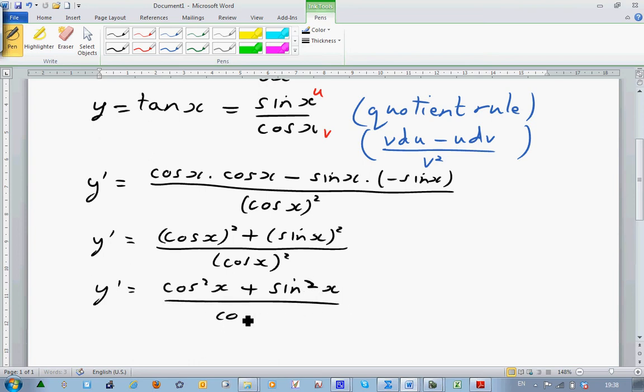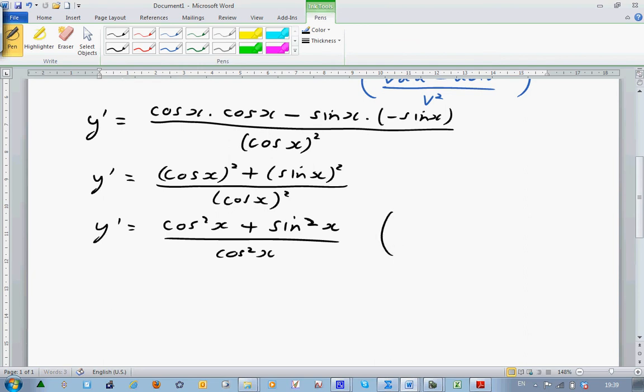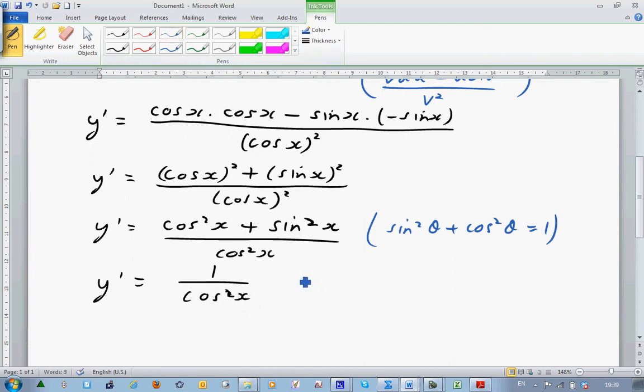Now, we know that in earlier work we've seen that sine squared theta plus cos squared theta equals 1. So that means sine squared x plus cos squared x equals 1. Sine squared anything plus cos squared anything equals 1. So we end up with y dash equals 1 over cos squared x. Now, 1 over cos x has a name. It's called the secant of x, or simply sec x. So what we end up with is that the derivative of tan x is sec squared x. Okay, and that's it.